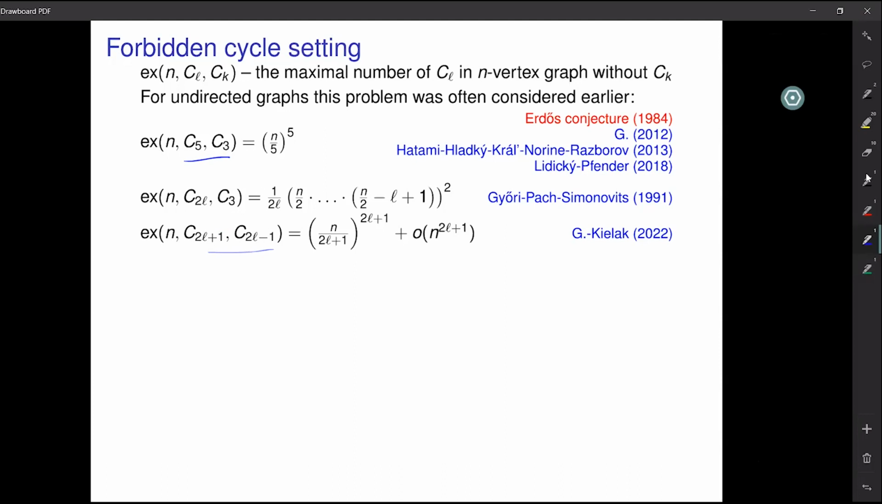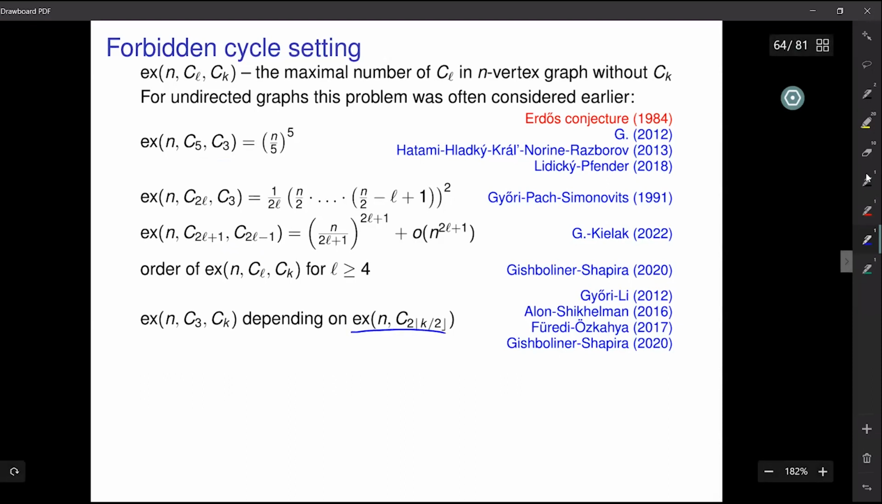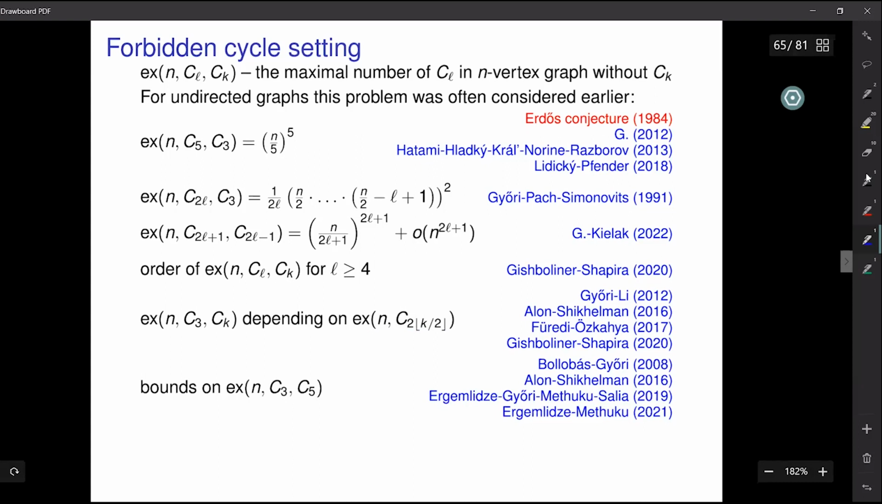In the harder setting, when this extremal number is not of maximum order, Lior Gishboliner, who was giving a talk yesterday, together with Asaf Shapira, provided the order of magnitude for every forbidden cycle C_k, when we want to maximize something which is not a triangle, but a larger cycle. While for triangle, we have some bounds, but they depend on the Turán number of even cycles, which is not known in most of the cases. And those bounds were improved in recent years significantly. For C3 and C5, so it's a reverse problem to the Erdős pentagon conjecture, we have lower bounds by Bollobás and Győri, and upper bounds were improved recently many times, but still there is a gap in the constant. We know the correct order of magnitude because the extremal number of C4 is known.